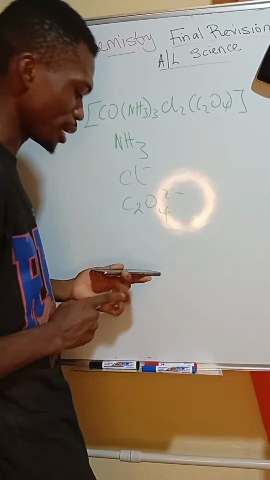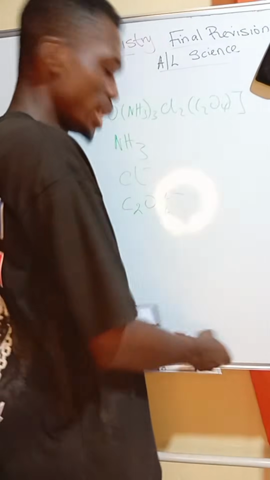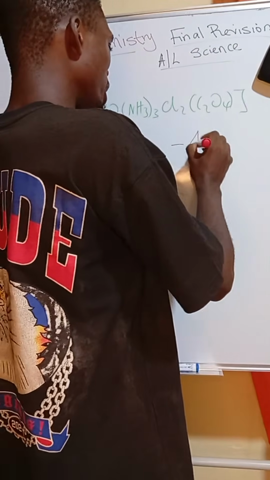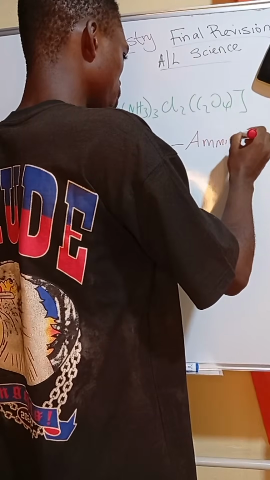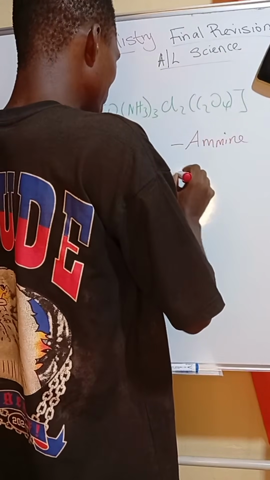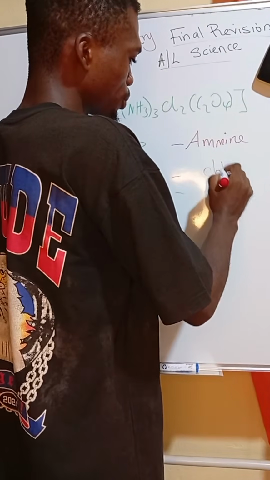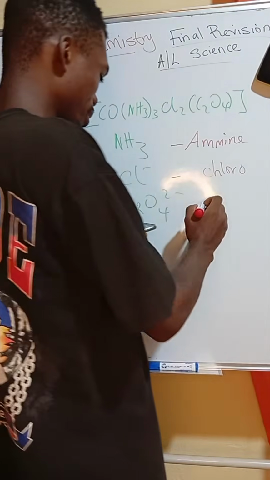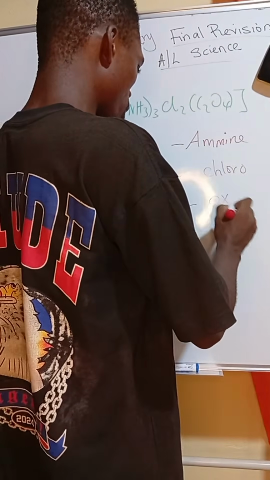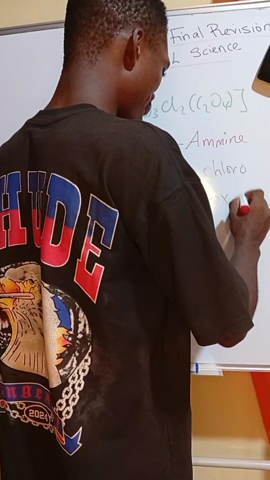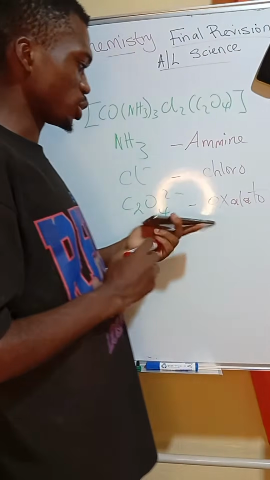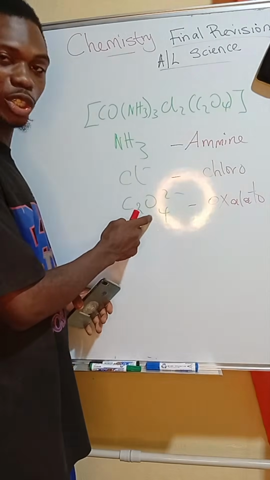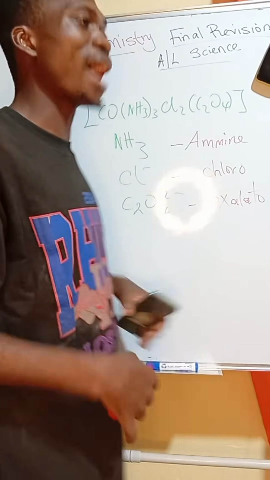Now let's proceed to name them. I'll use red. NH3: some people will say ammonia, and I'll say no. It is amine. Good. Now the next ligand is Cl minus, which is chloro. Some people will say chlorine, and they will fail, and next year they will come again. And the next is the oxalato. Some people will say oxalate. We don't want that. The majority of people will say oxalate, and it will not go.